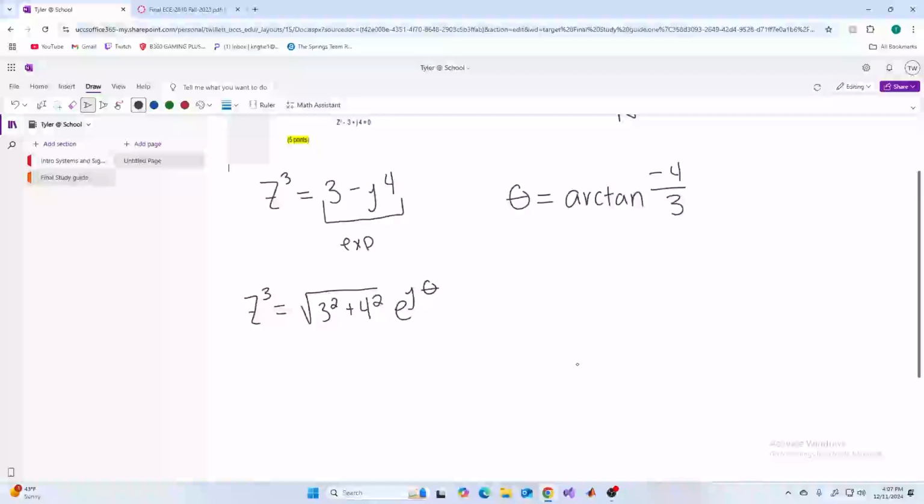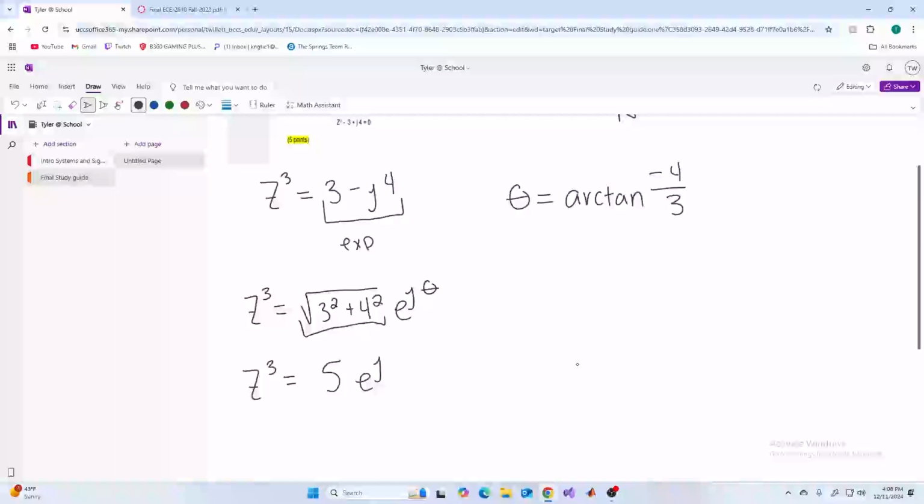So the first thing I'm going to do is plug this into my calculator. 9 plus 16 is 25, and the square root of 25 is 5. So I'm going to have z cubed equals 5e to the j. And now I want to keep this in radians, so make sure you're in radians.